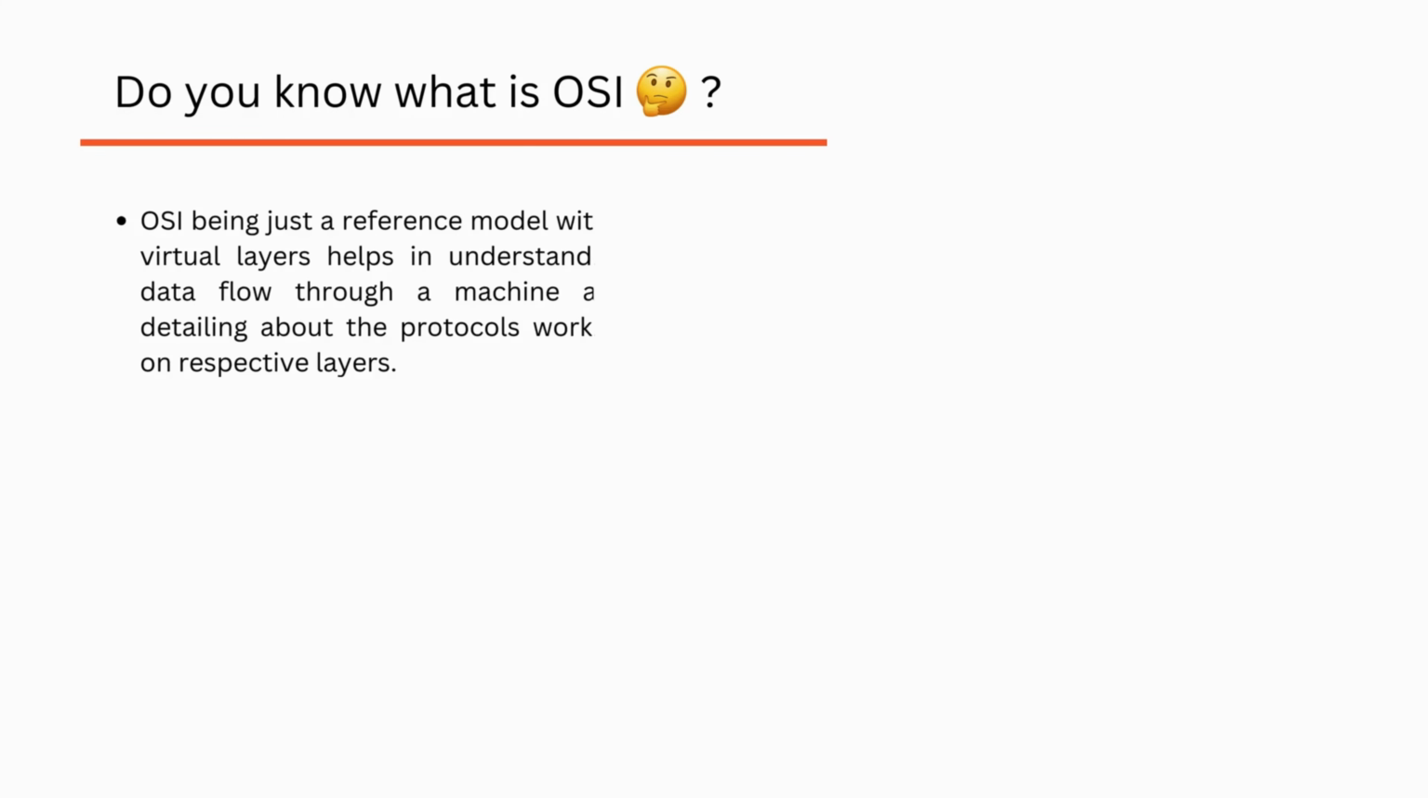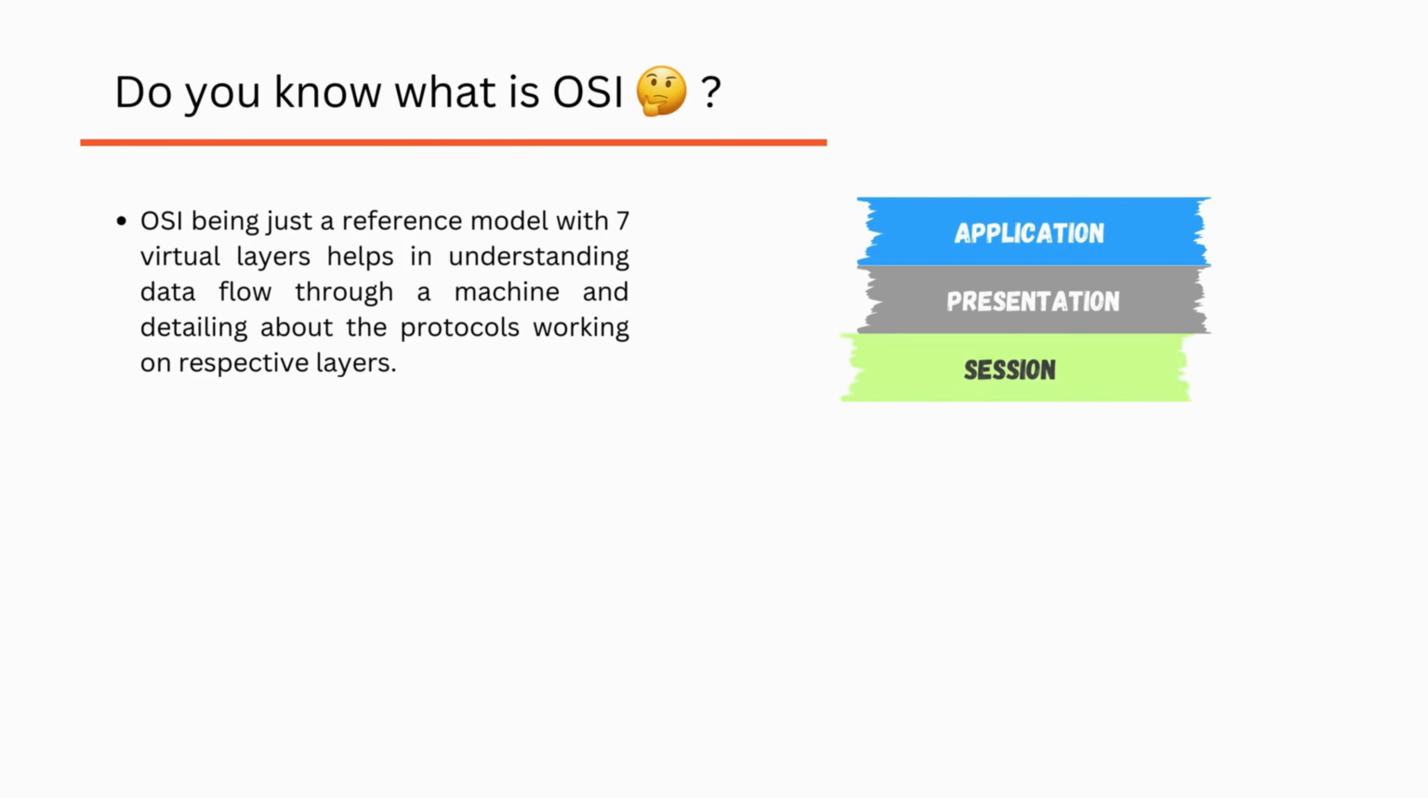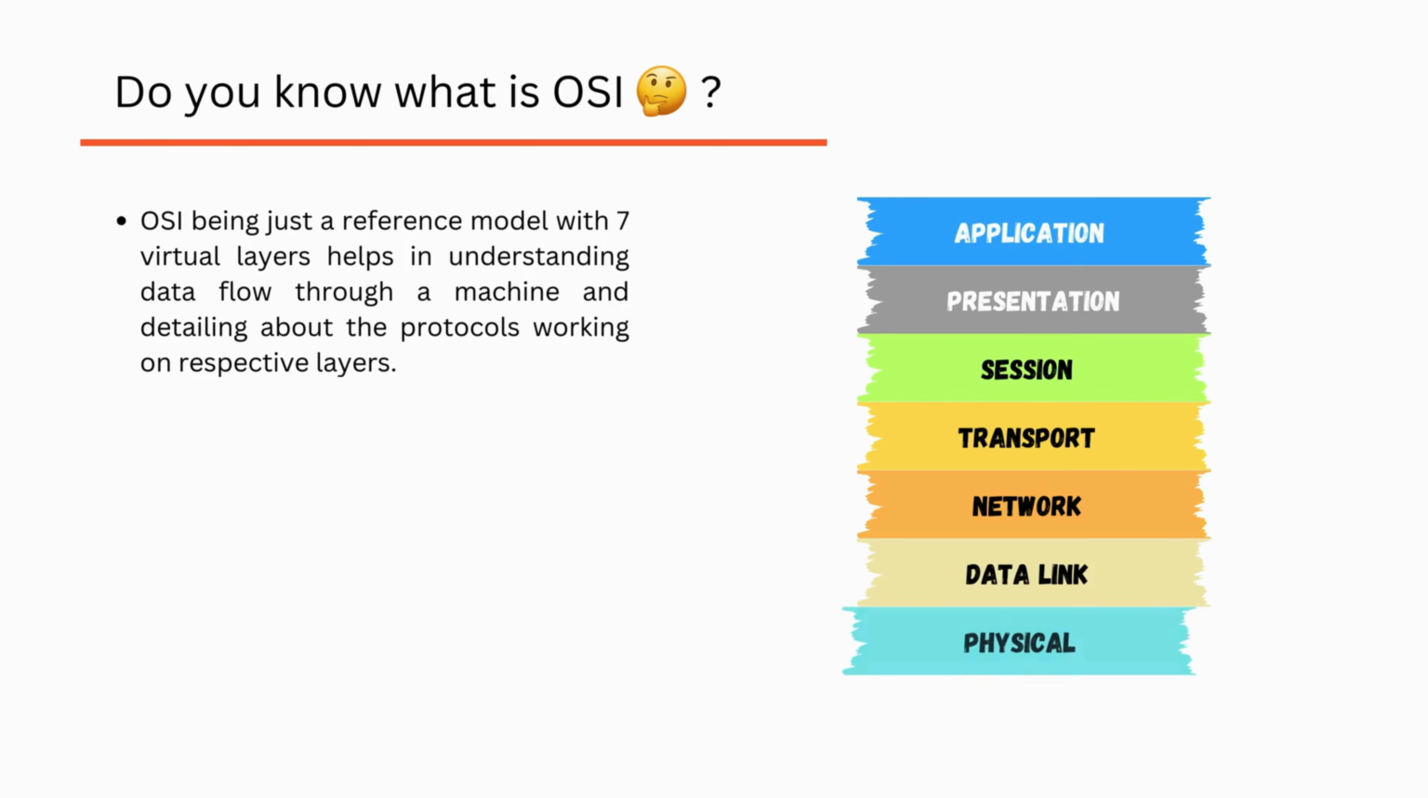The OSI model, just being a reference model, has no existence in a machine. We know it has 7 abstraction layers which help us to understand the traffic flow through a machine with a different set of protocols working on each layer. We can use two approaches to understand the traffic flow through the OSI model. Either we can use the top-down approach or we can use the bottom-up approach.